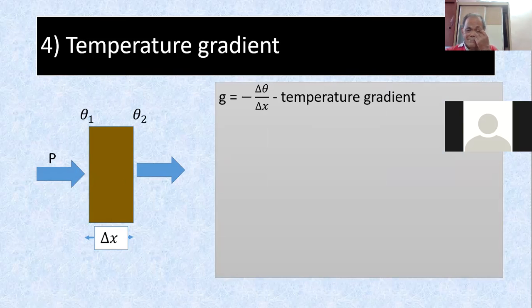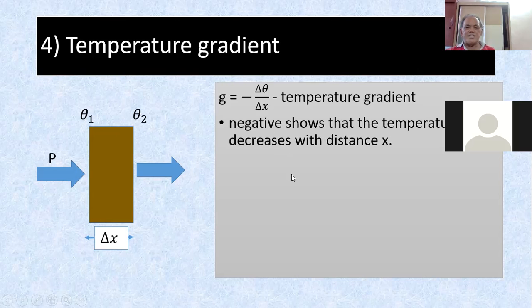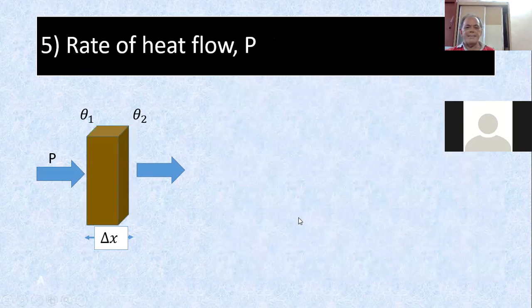Okay, so I just define a term G called temperature gradient. It's just minus delta theta over delta X. Negative shows that the temperature decreases with distance. As the distance increases, the temperature decreases as well. And the unit in this case, theta is Kelvin, X is in meter, so it's Kelvin per meter.